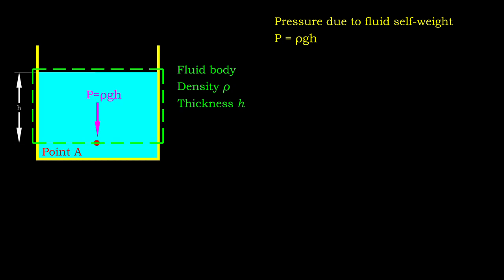When we are inspecting point A at the depth of h from the fluid surface, we should be aware that the point is overlaid by fluid body with a thickness of h. The self-weight of this overlaying body is an external force acting on that point. From here, we can derive the formulation for pressure at any point within the fluid, and it is dependent on the fluid density and depth.